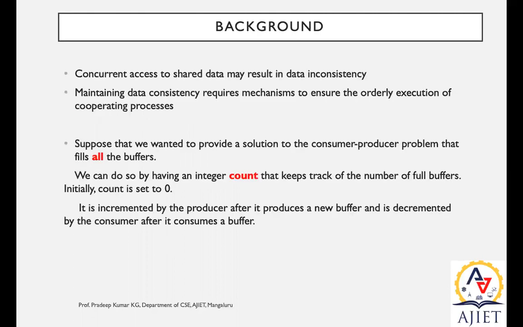The background. As we know, when we discussed process management, there were two different possibilities when we have concurrent access to shared data. The concurrent access to shared data may result in data inconsistency. We have seen this particular scenario in our previous session, where the same data can be shared by two processes.